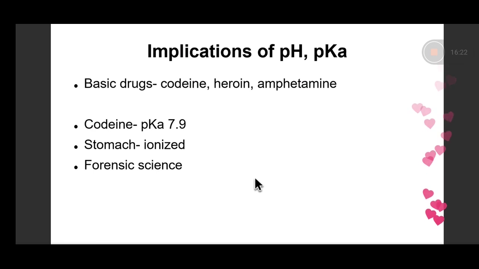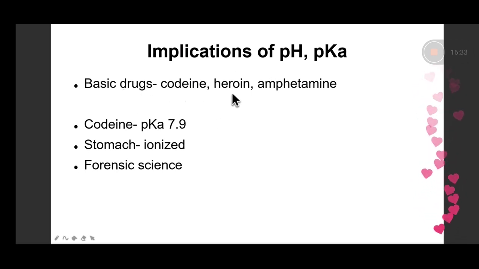Okay. Now let's see some basic drugs. Drugs like codeine, heroin, amphetamine. These are basic drugs. Now, codeine has a pKa of 7.9. So, what will happen in the stomach? Stomach has an acidic pH. Codeine will get ionized.